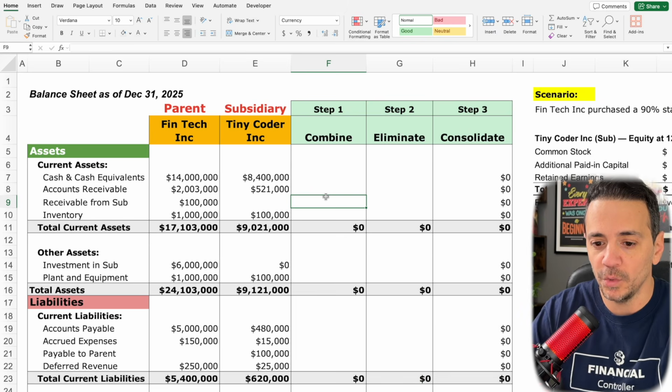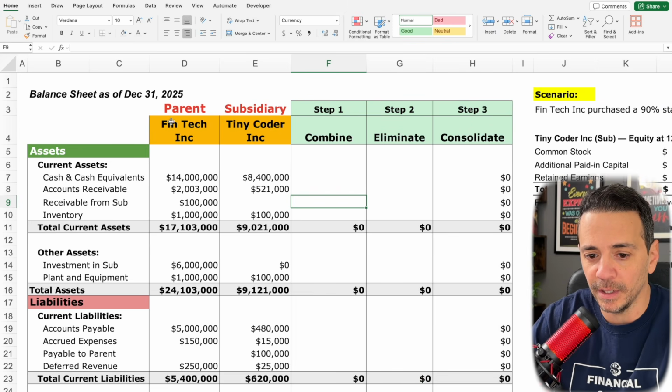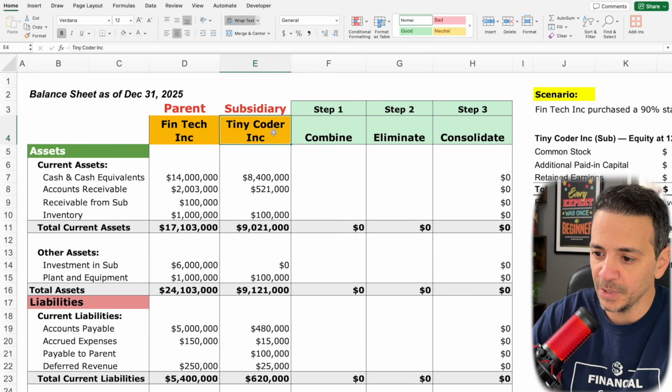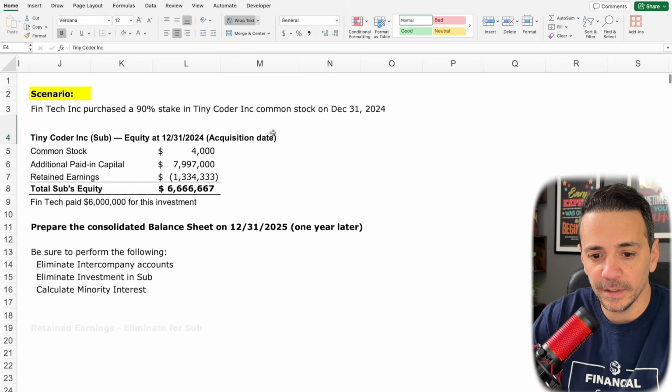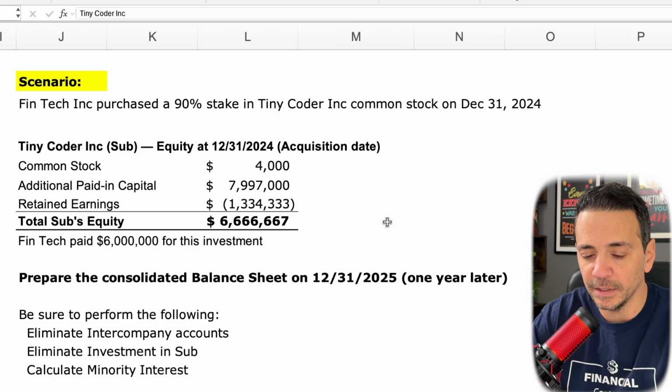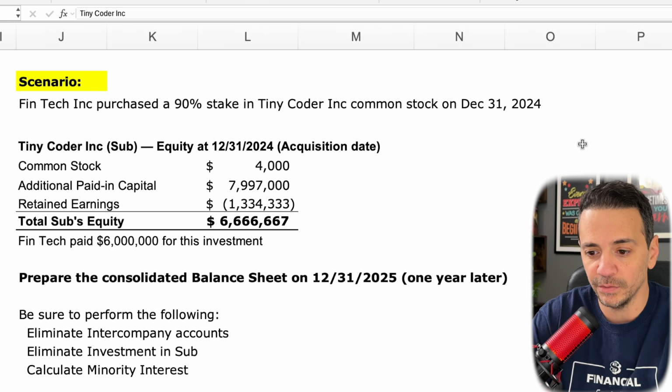Okay, so we have here the balance sheet as of December 31st, 2025 for a parent, FinTech Inc., and a subsidiary, Tiny Coder Inc. Okay, let's read the scenario together. FinTech Inc. purchased a 90% stake in Tiny Coder Inc. common stock on December 31st, 2024, so 1 year ago.